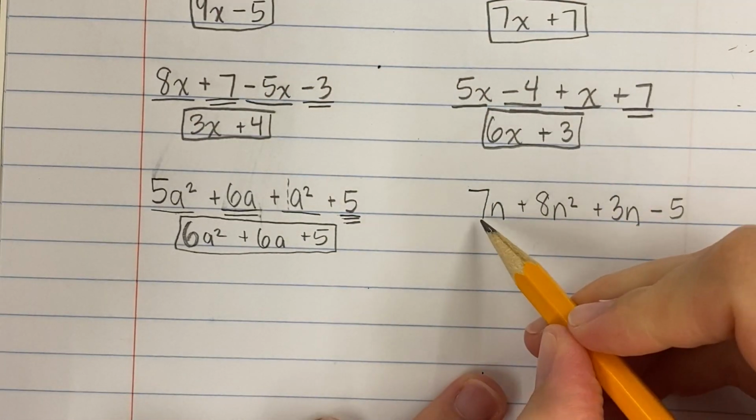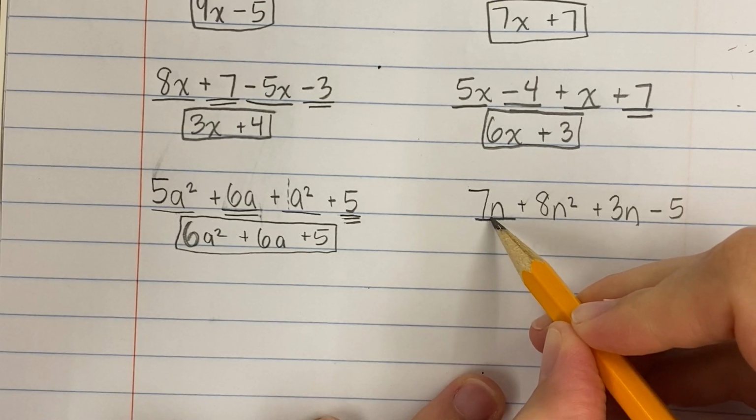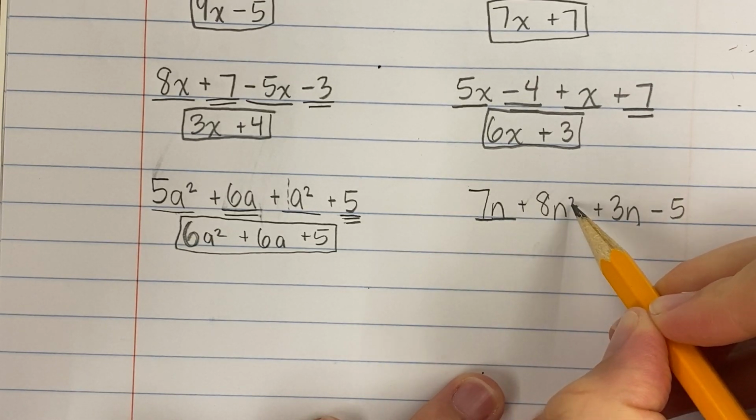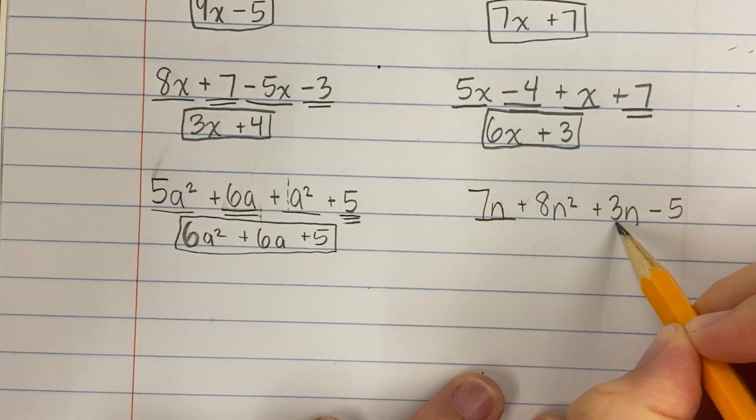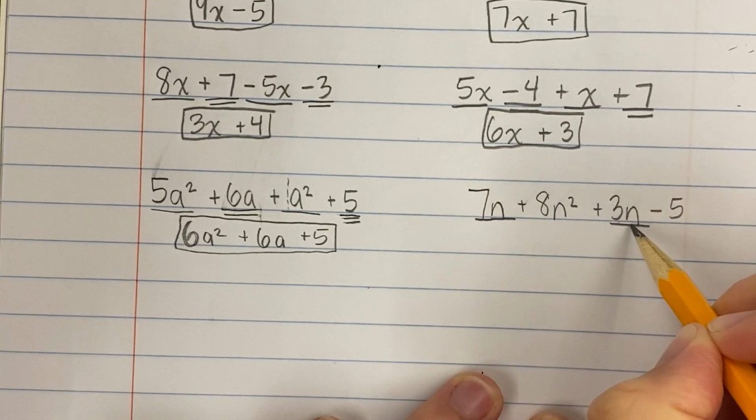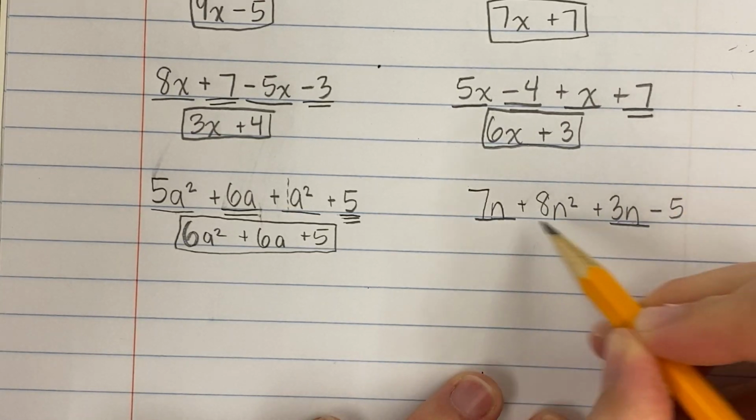Let's do it. Is there like terms with this 7n? Let's see. No, this one has a 2 as an exponent. This one is like terms though, right? Because look, they both have an n and no exponent. So those are like terms.